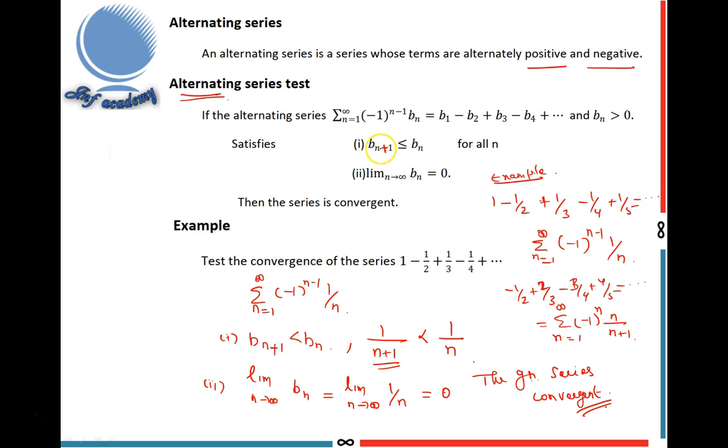Here I changed the sign. Here b n plus 1 is less than or equal to bn. This is the first condition. So this is the alternating series test. This is one example of the alternating series test.